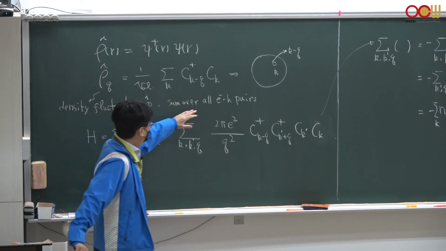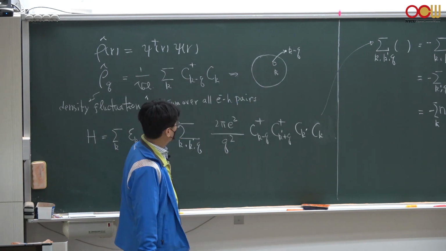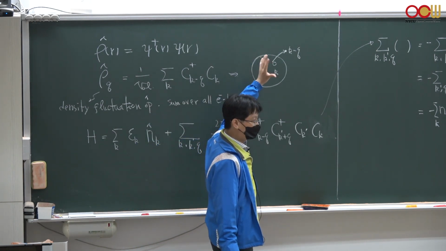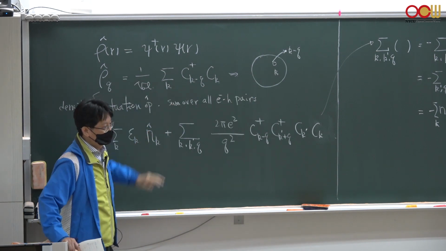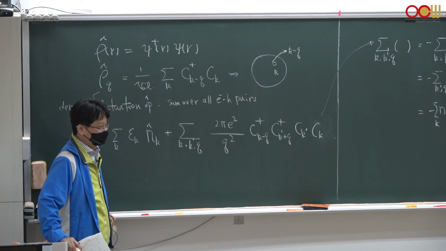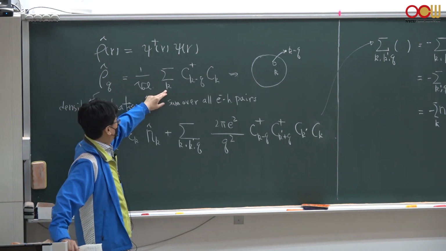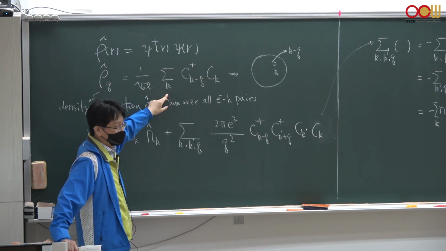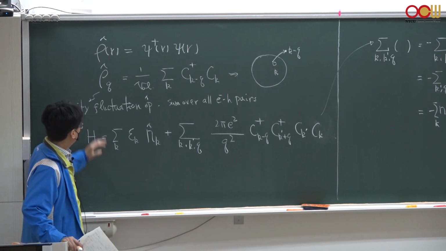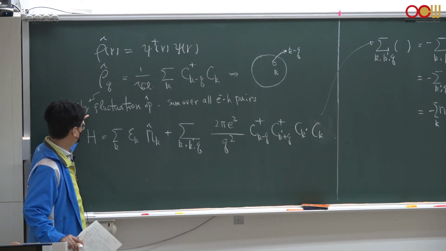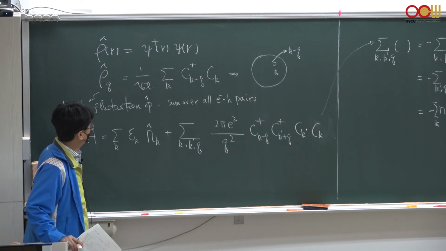If you sum over all possible electron-hole pairs, but this is not necessarily electron-hole pairs near the Fermi surface, but in general, k is not restricted to just the momentum close to the Fermi surface. Of course, we will pay more attention to the momentum states close to the Fermi surface, but here this is simply a sum over all possible states. And this, we will see in just a moment, represents the density fluctuation operator for electrons.